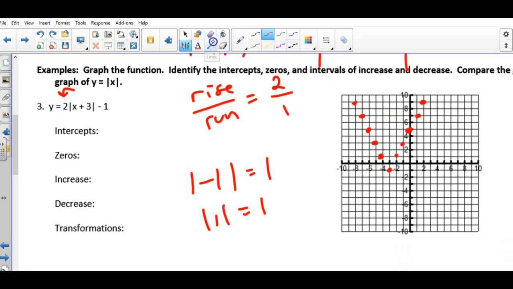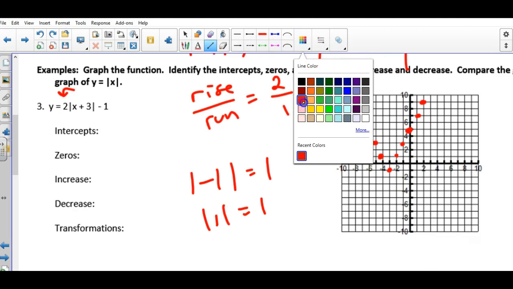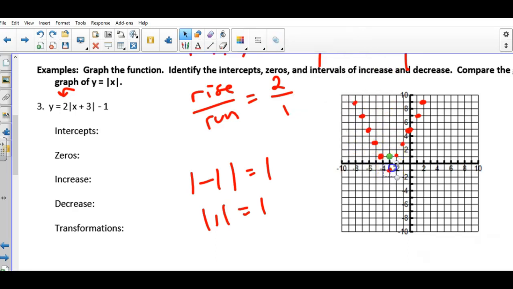So bear with me. Let me put an edge on there. Since it's red, I'm just going to keep it red. So we'll start here. Up. Maybe it won't let me. Let's try one more time.